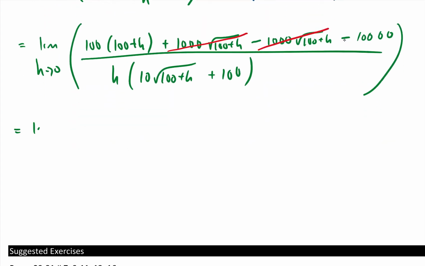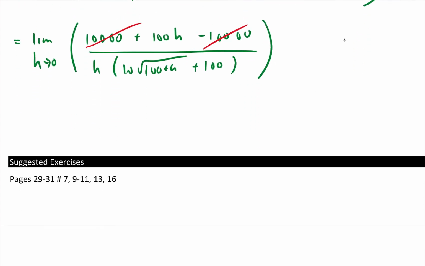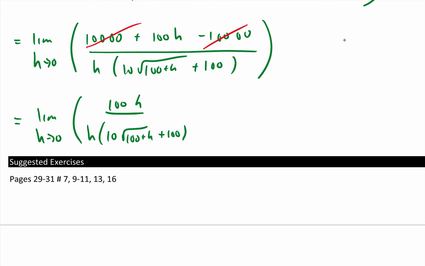Next step, we have the limit as h goes to 0. In the numerator, we can expand this bracket here. And we end up with the following limit. The limit as h goes to 0. That's 100h over h times our conjugate. We can now cancel the h's, so this is great. That means we can now solve this limit.